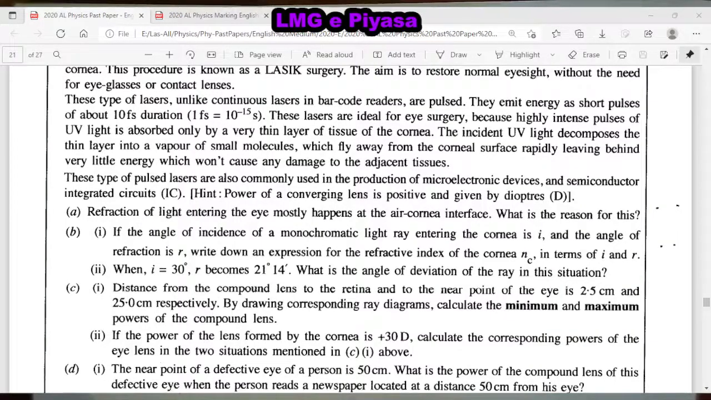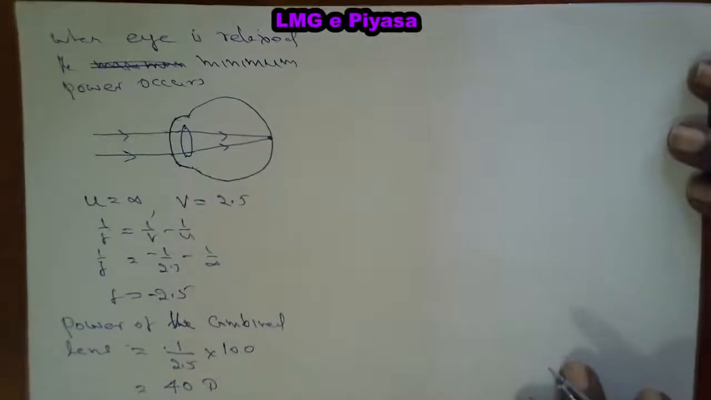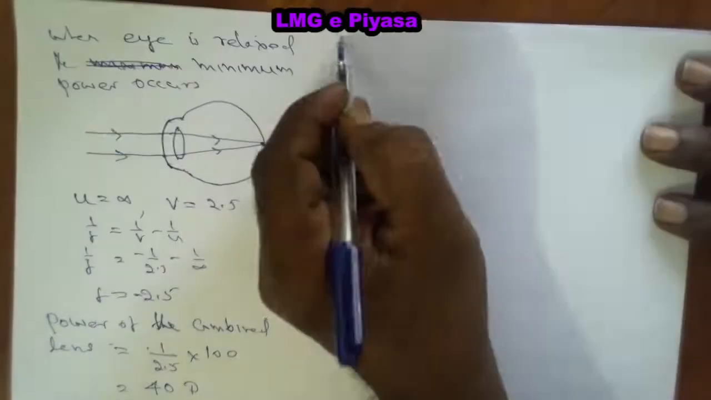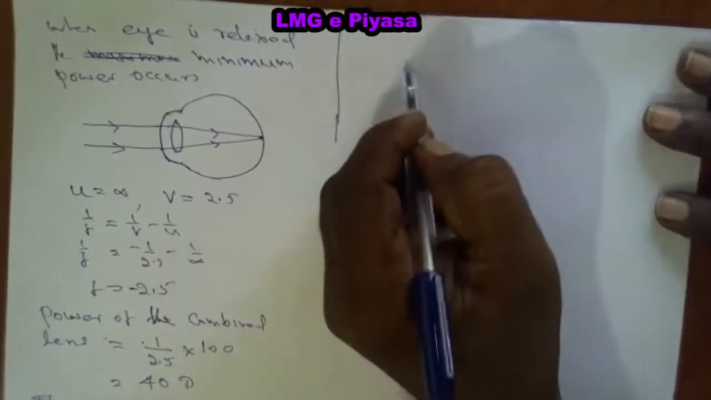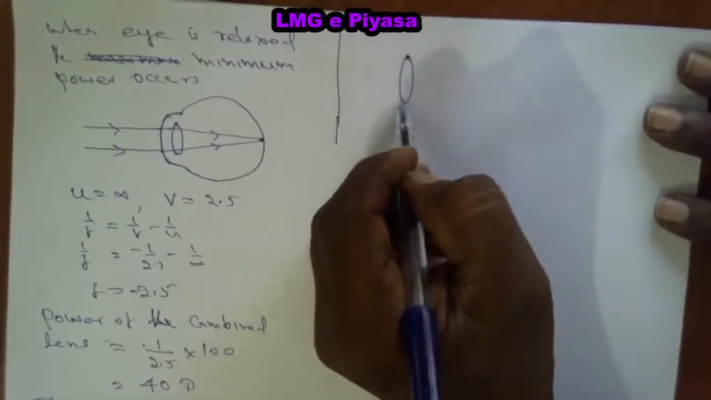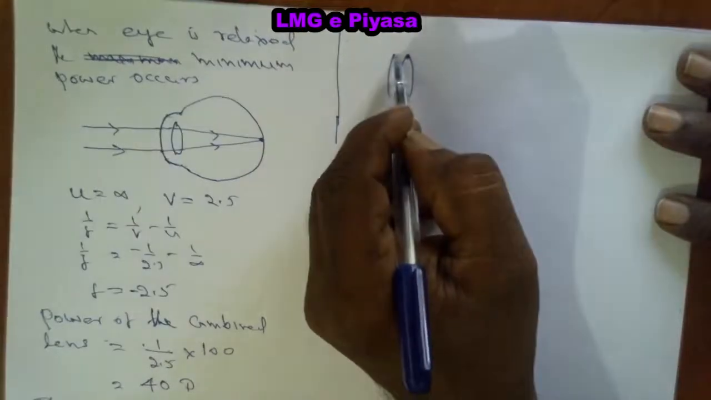Then we have to look at part C2. The power of the lens formed by the cornea is 30 diopters. Calculate the corresponding powers of the eye lens in the two situations mentioned in C1 above. Now we got the minimum and maximum power of the combined lens and cornea. So this is the cornea.